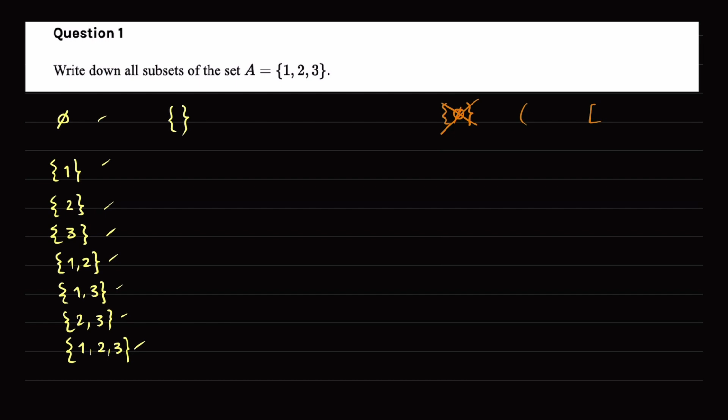And that is consistent with my previous knowledge about the number of subsets of a set of cardinality n. We know that if a set has n elements, then the number of subsets is 2 to the n. In this case, I have 3 elements, so 2 to the power of 3 becomes 8, and that is exactly my 8 subsets.